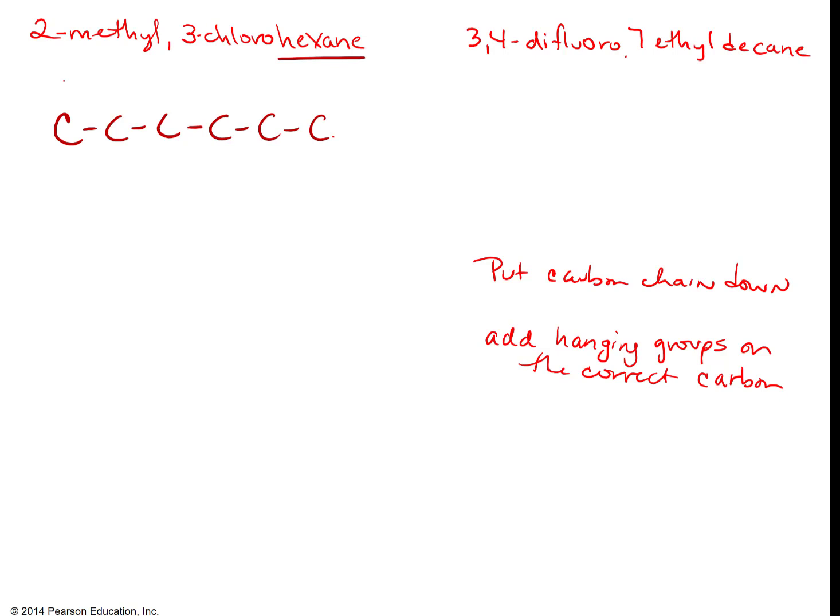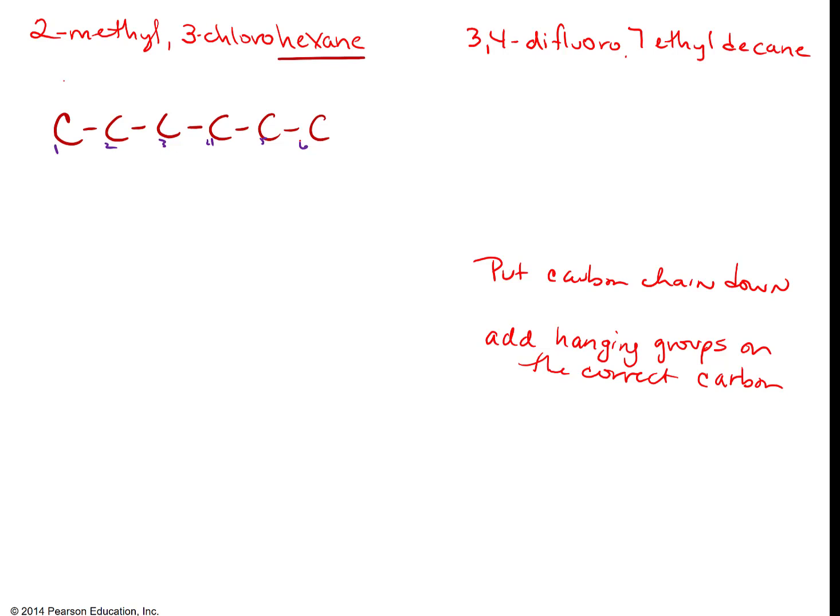And the nice thing is you can number them left to right, 1, 2, 3, 4, 5, 6. You don't have to have them bending all around in crazy directions. You can just do them in order. So you can say, well, this is going to be carbon 1, 2, 3, 4, 5, and 6. And so then just add the groups onto their respective carbons.